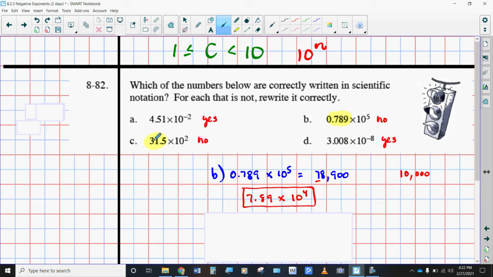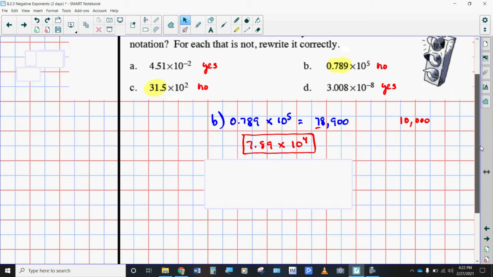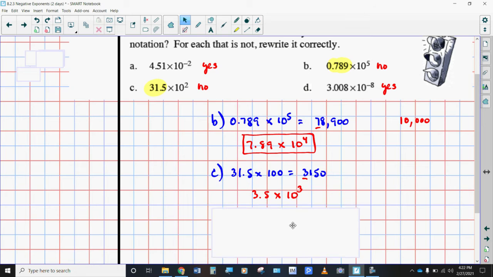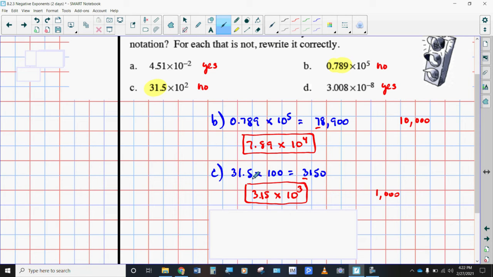Now let's take this one. 31.5 times 10 to the second is 31.5 times 100, which is 3,150. So when we identify the leading digit, that's a 3, that's in the thousands place. So that's going to become 3.15. Forgot the one there. 3.15 times 1,000, and 1,000 has three zeros, so it's going to be 10 to the third power. So this is the appropriate way to write that number.